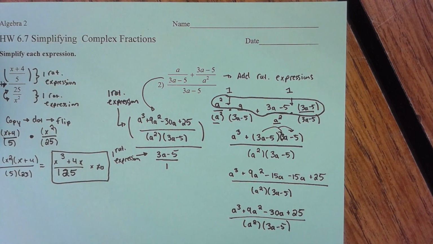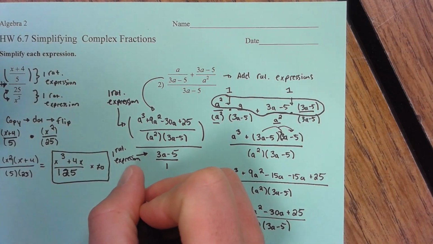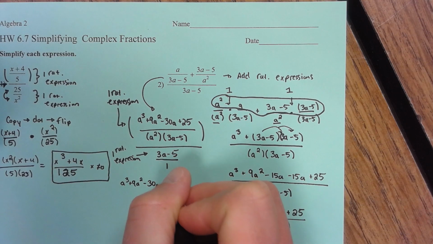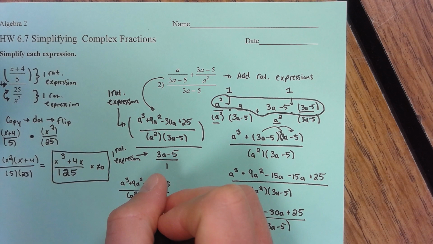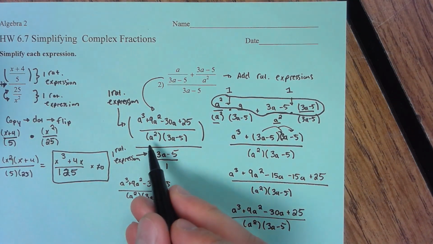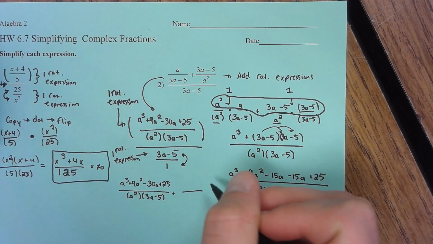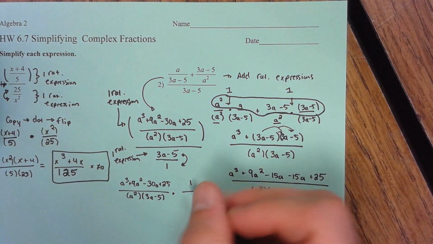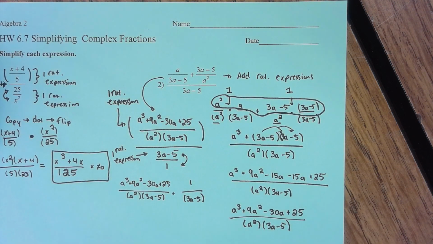And now I can do the copy dot flip. So copy that entire numerator of a cubed plus 9a squared minus 30a plus 25 over that same denominator, a squared times 3a minus 5. Then we change division to multiplication, and we multiply by the reciprocal of that denominator. So I'm flipping that fraction, making it 1 over 3a minus 5. And this one is really ugly.